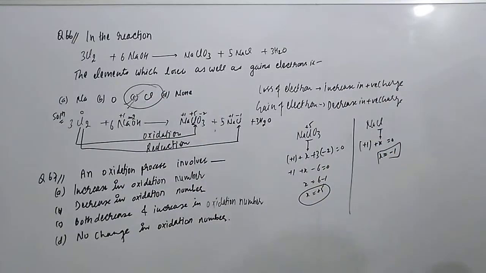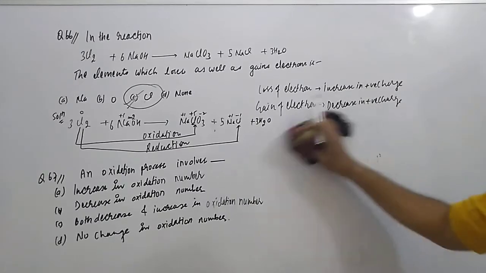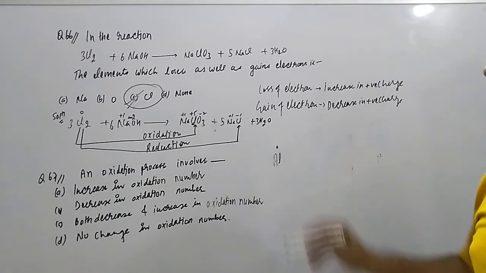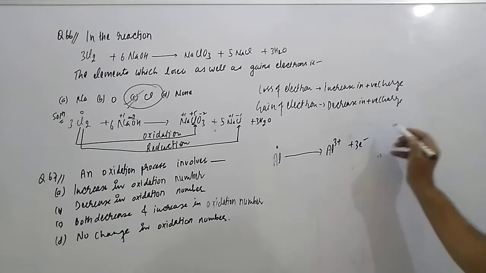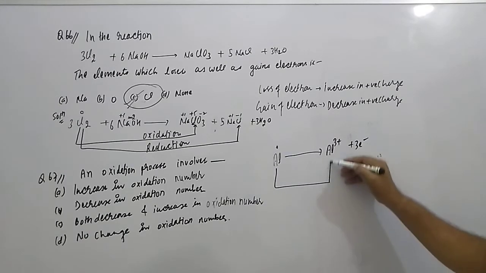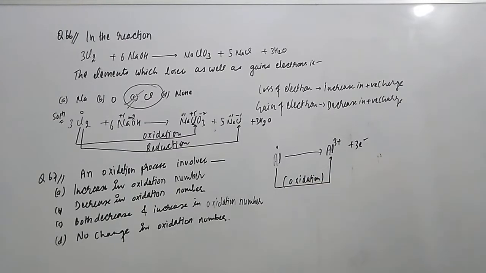Now let us see problem number 67 together. An oxidation process involved. So dear student, an oxidation process means an increase in oxidation number. Anything where there is an increase in the oxidation number is known as an oxidation process. For example, suppose we have aluminum, here is the zero oxidation state. When it loses 3 electrons it becomes 3 plus. So Al 0 to plus 3, this is what is known as oxidation.